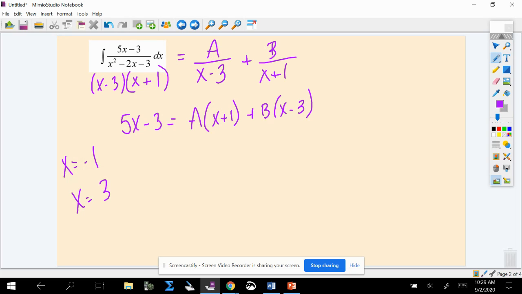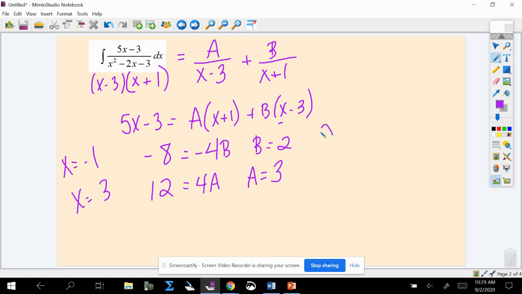I always take up so much space with these. When I put negative 1 into the left side, I get negative 5 minus 3 is negative 8. The a term will cancel. When I put negative 1 into this term, I get negative 4b. So that means b is 2. When I put 3 in, I get 15 minus 3 is 12. And then 4a, so a is 3.